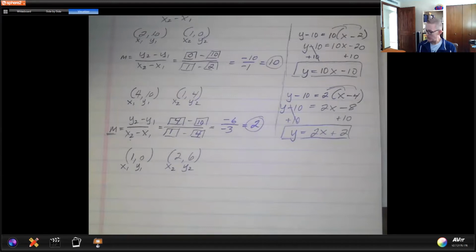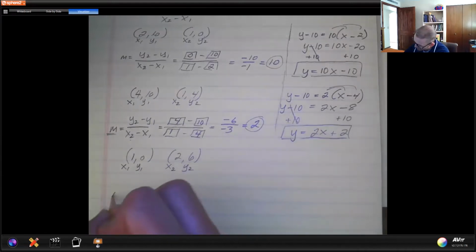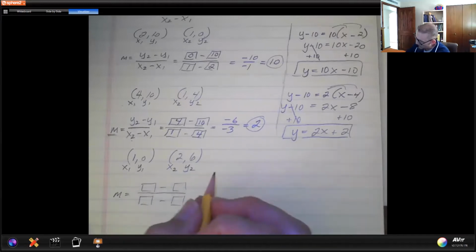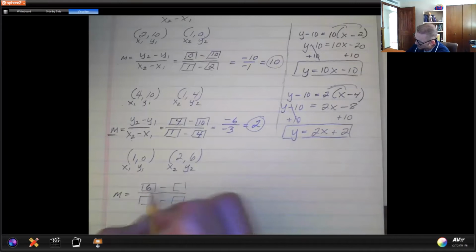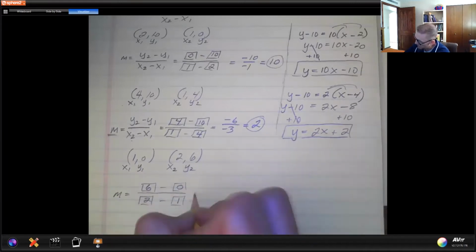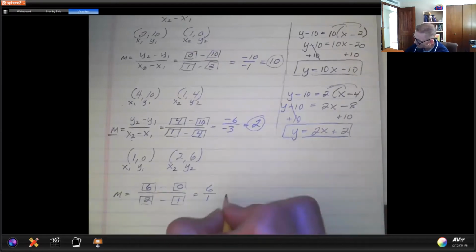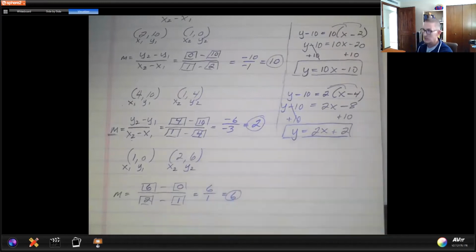All right, let's see how we did here. First step is find the slope. So on the top, it's going to be y2 minus y1. So that's going to become 6 minus 0. And on the bottom, it's 2 minus 1. 6 minus 0 is 6. 2 minus 1 is 1. And if it's 6 over 1, that means my slope is 6. Most important part, you have to find the slope correctly. If the slope's not correct, everything else after is wrong.